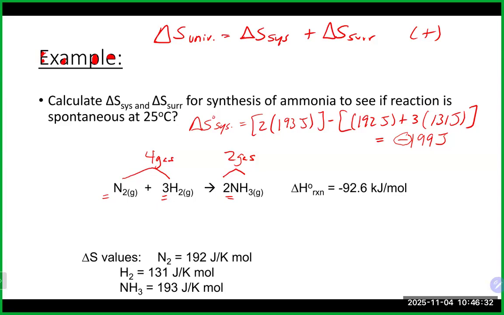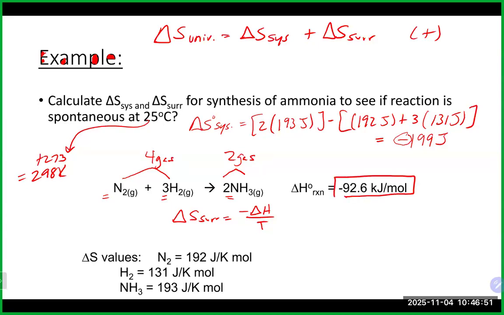All right, so now to the surroundings. Delta S of our surroundings is going to be minus delta H over T. Our T here does need to be converted into Kelvin, so that's 298 Kelvin. And here's our delta H here. So that is going to give me a negative 92.6. I'm going to multiply this by 1,000.